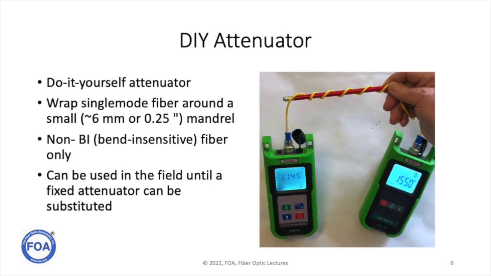Sometimes when you're in the field and don't have the proper attenuator, you should remember this trick. You can make your own. Just take a regular single mode patch cord and wrap it around a small mandrel, about 6 millimeters or 1/4 of an inch. Here we used a common pencil. It only works with non-bend insensitive fiber, and it can be used in the field until a proper fixed attenuator can be substituted.